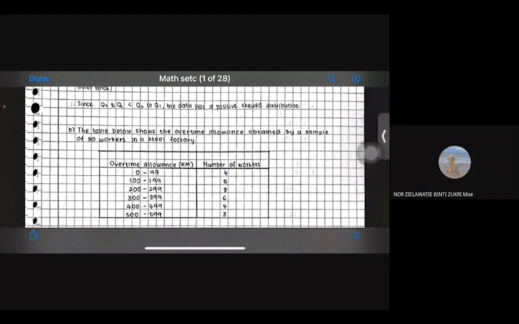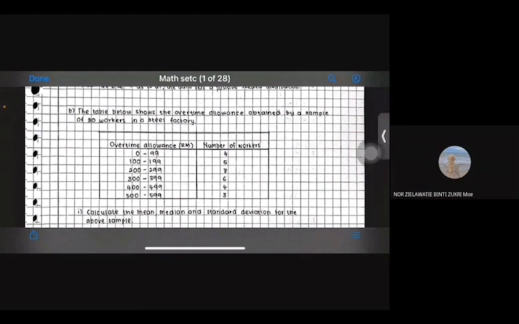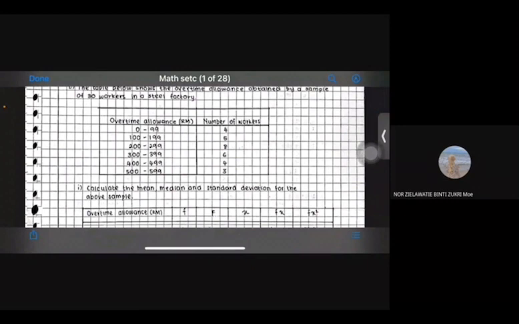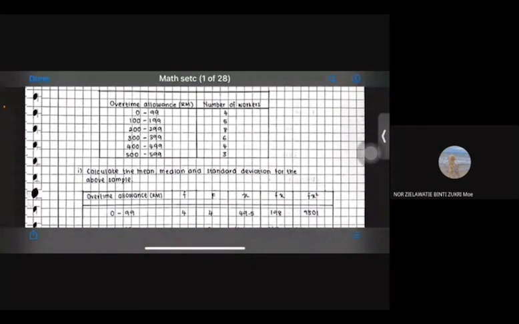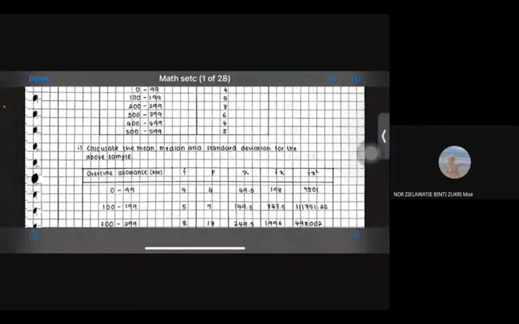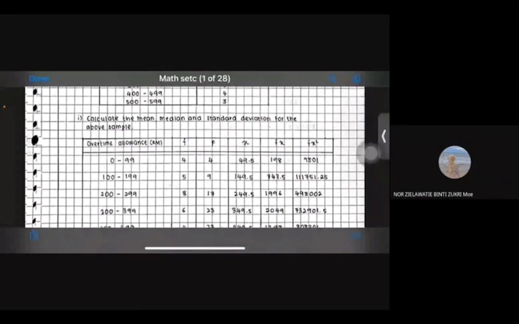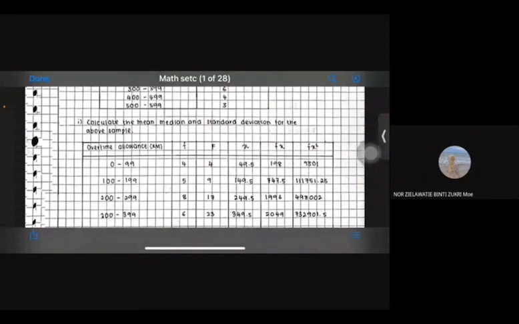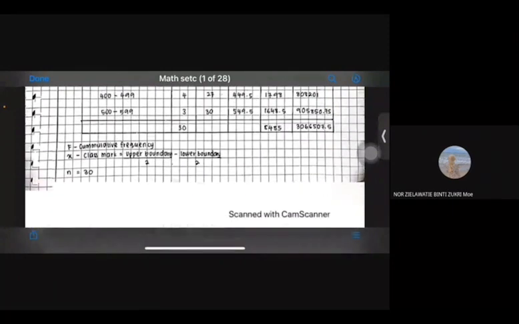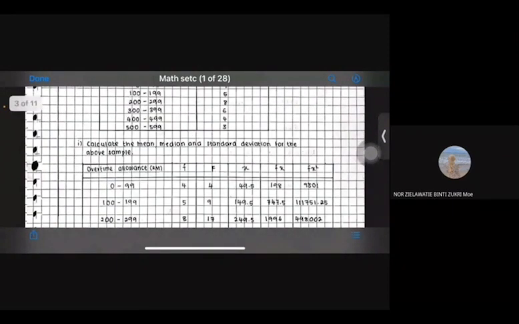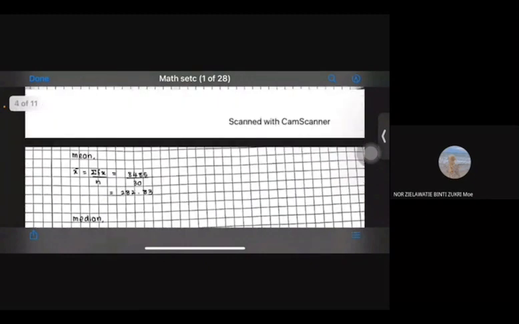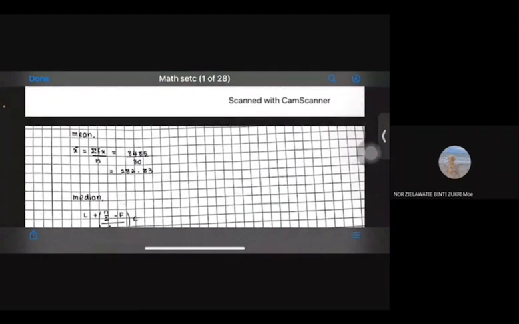Question 1B is about a table showing the overtime allowance obtained by a sample of 30 workers in a steel factory. The question is to calculate the mean, median, and standard deviation for the above sample. First of all, we have to make a table. Then first we have to find the mean. The formula of the mean is the sum of all observations over the number of observations.